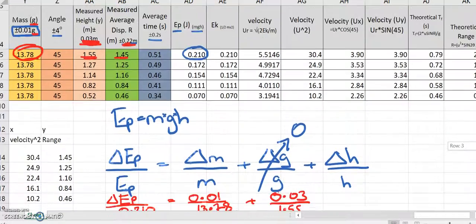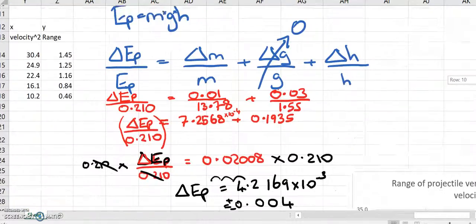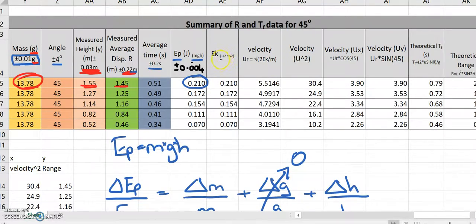And I can go back up in here as well and put 0.004 into here, where it'll be plus or minus 0.004. And then I can do the same thing for the kinetic energy and the velocity, and then for the time, and then for the range. So I can calculate all these uncertainties.